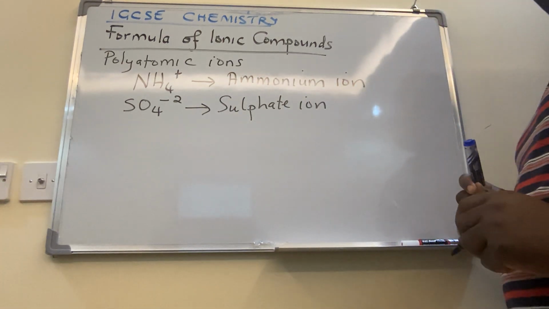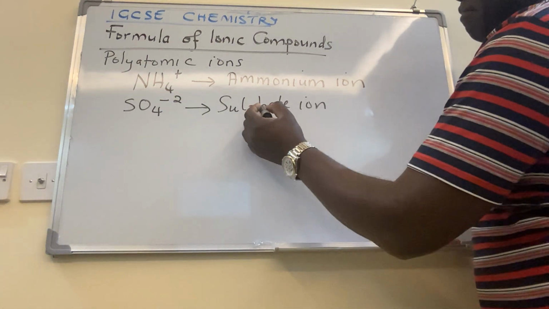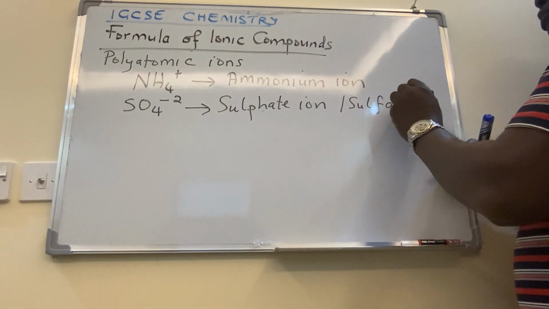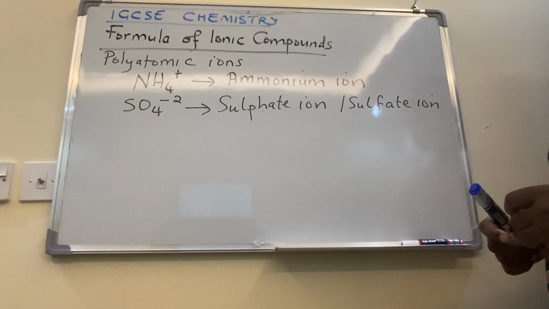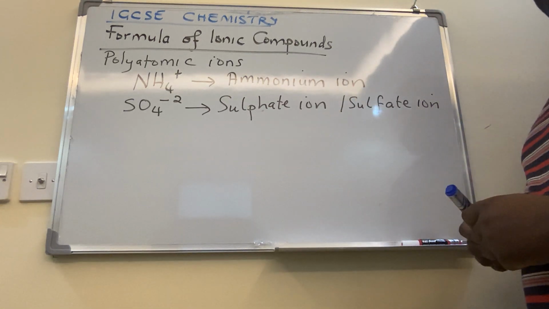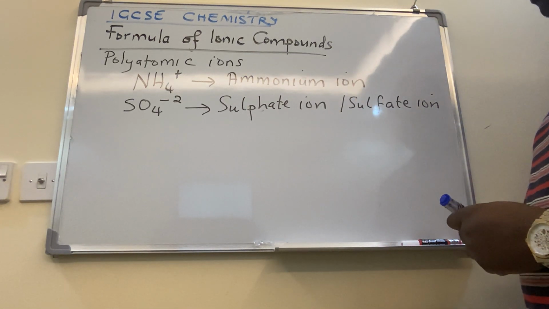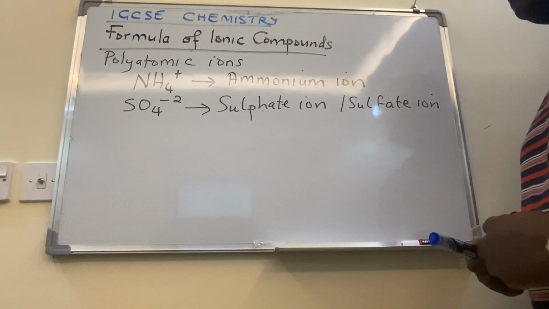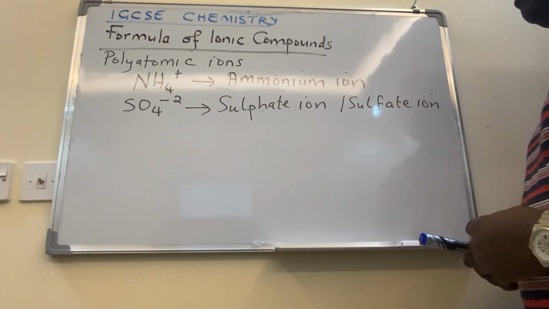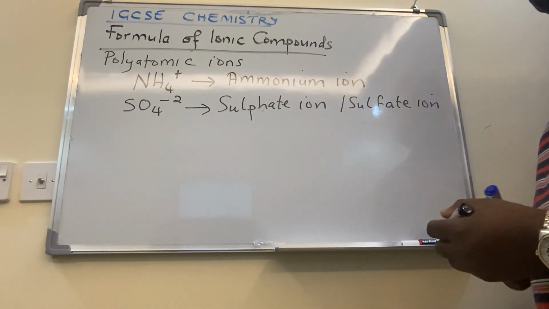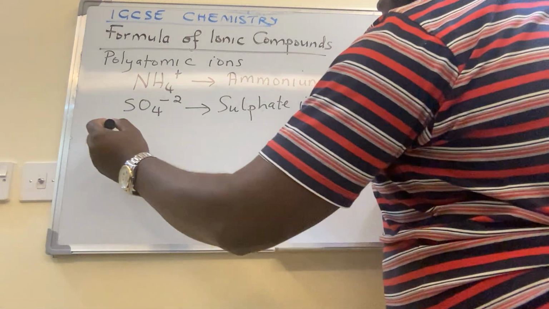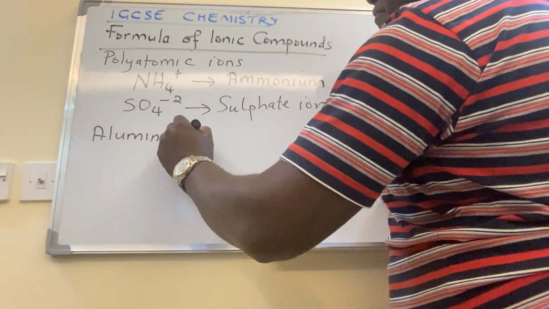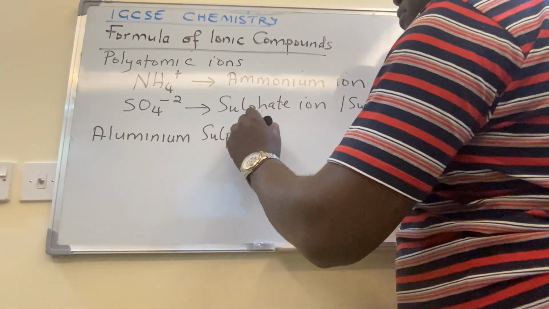Remember that sulfate can also be spelled, especially in American textbooks, with either PH or F. Both are acceptable. So let's look at an example of an ionic substance that contains either a positive polyatomic ion or a negative polyatomic ion. Let's start with aluminium sulfate.